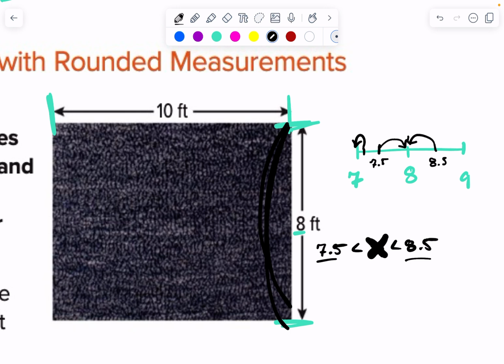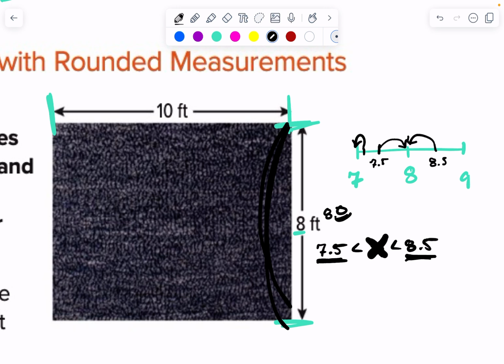And you're like, well, what if it was 8 exactly? Then they would have said 8.0, right? If it was 8 feet exactly, they would have put that extra decimal place on there and said 8.0 exactly. So I can't assume that it was 8 foot exactly when they didn't put that .0 on there. So the only assumption I can make is that it was somewhere between 7.5 and 8.5.